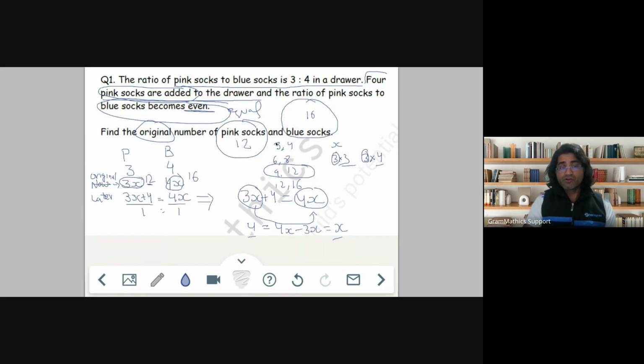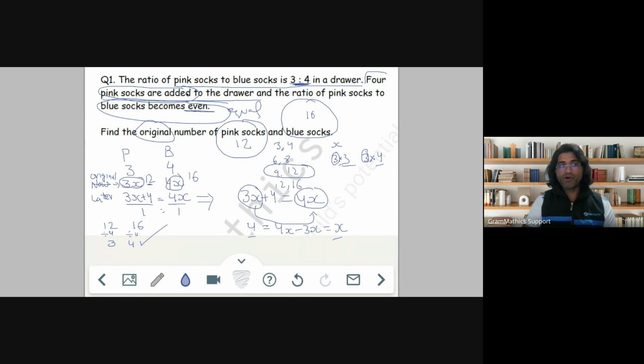It's very good practice to check. So if I have 12 pink socks and 16 blue socks, is my ratio 3:4? I see that 4 is common. I divide by 4 both sides. So I get 3 here and 4 here. So this is correct. Check 1 is done.